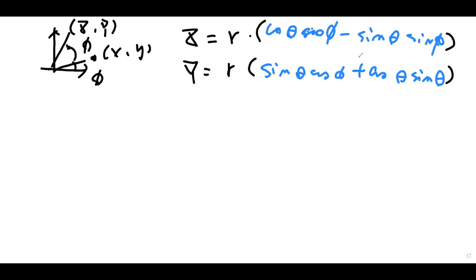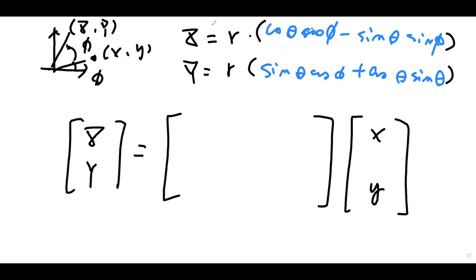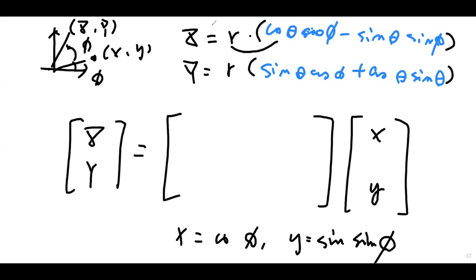Okay, so we can summarize this one. Your xy vector will be equal to some matrix times your xy. We know your x will be r cosine phi, and your y is equal to r sine phi. So this one is x equals r cosine phi, and here you do have y, which is r sine phi.